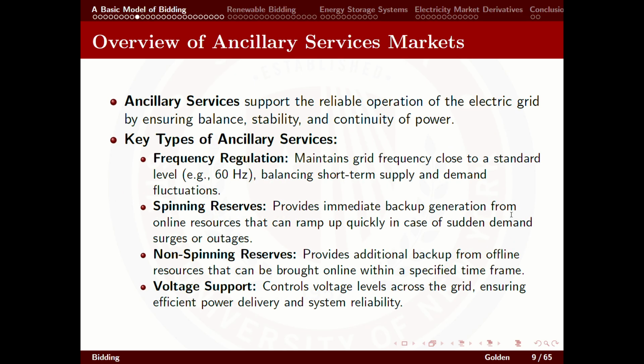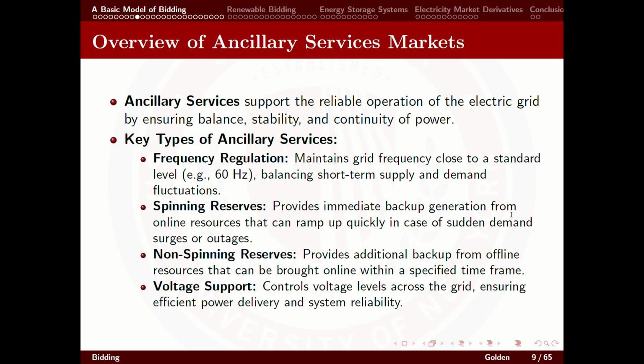So in terms of ancillary services markets, these support the reliable operation of the electric grid by ensuring balance, stability, and continuity of power. The key types, of course, are frequency regulation, which maintains the grid frequency. The grid in the United States has to be at 60 hertz. There are other places where that's different; Europe in particular has a different grid frequency. But we have to maintain 60 hertz. If the grid isn't at 60 hertz, if it's spinning too fast or too slow, then everything blows out of proportion and you will end up with a blackout.